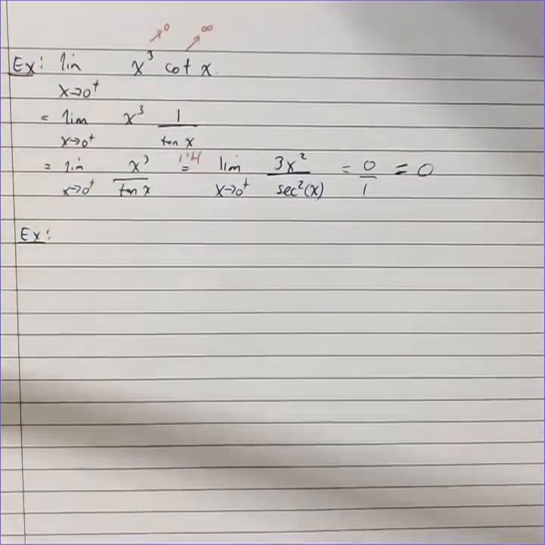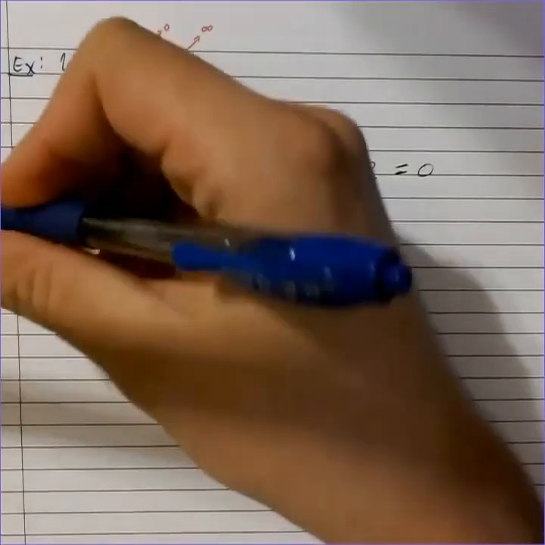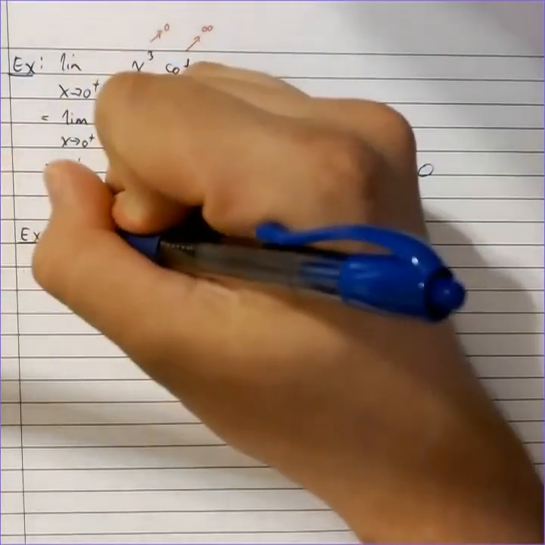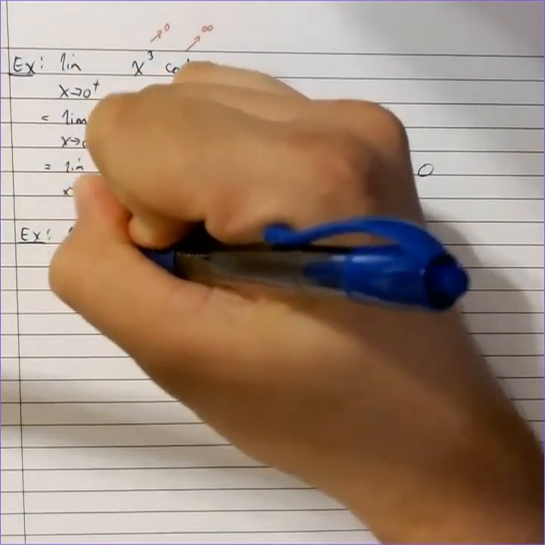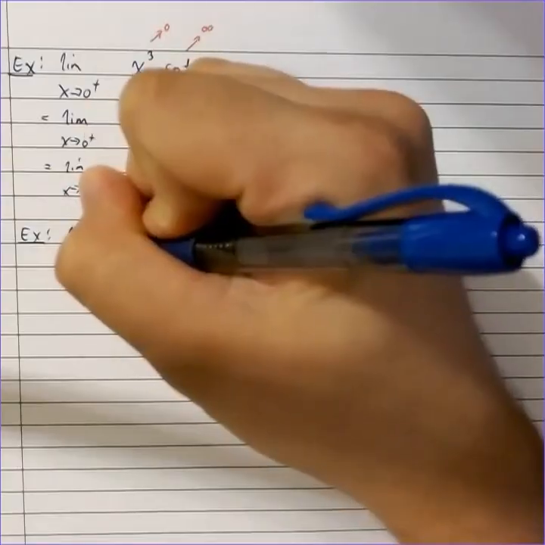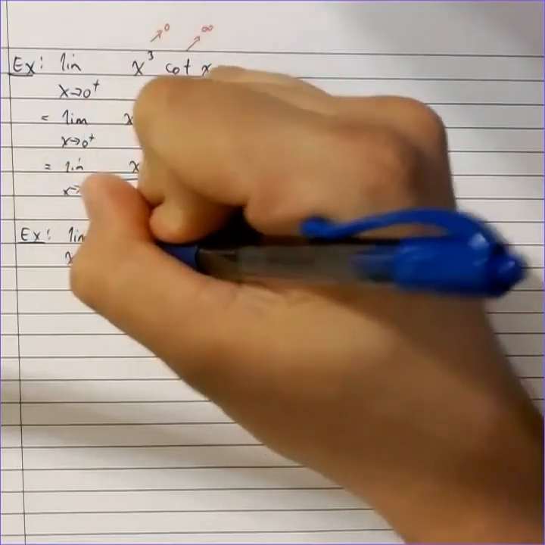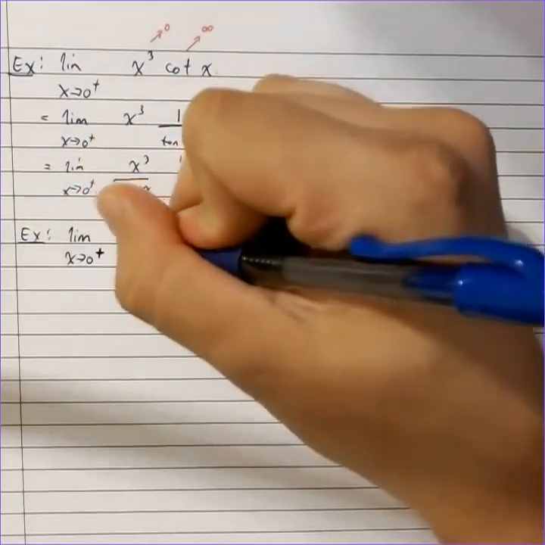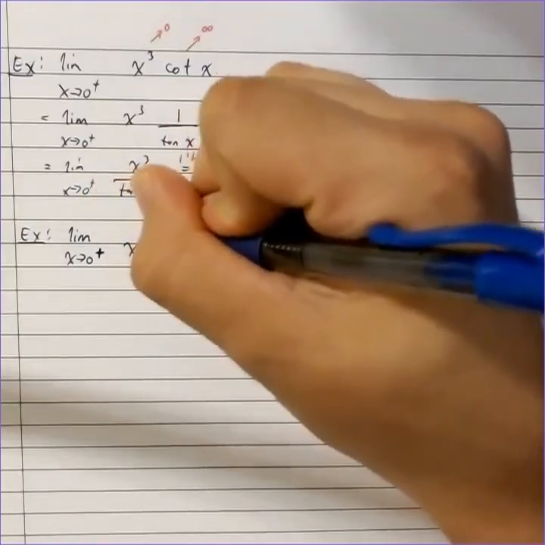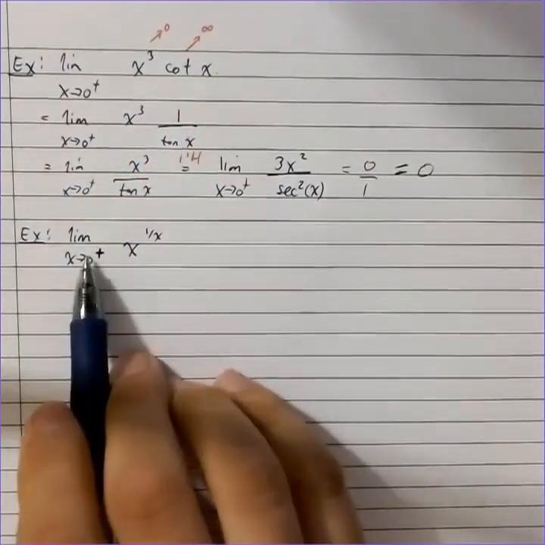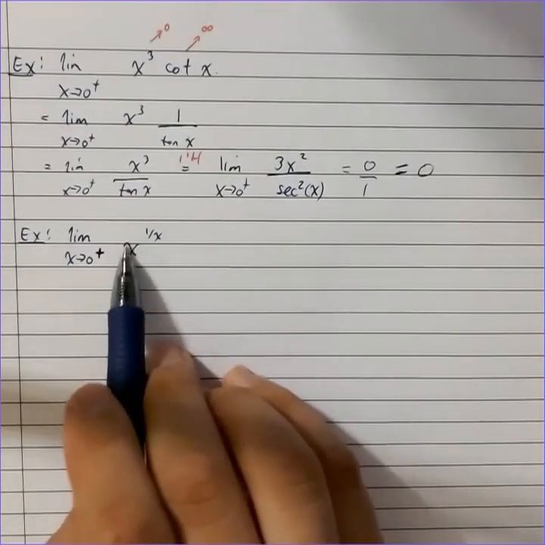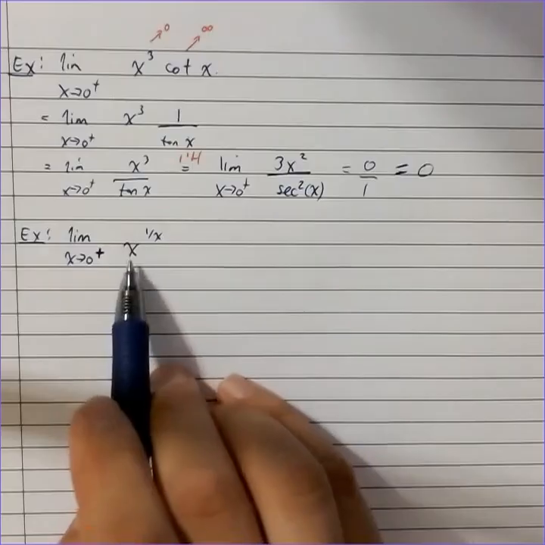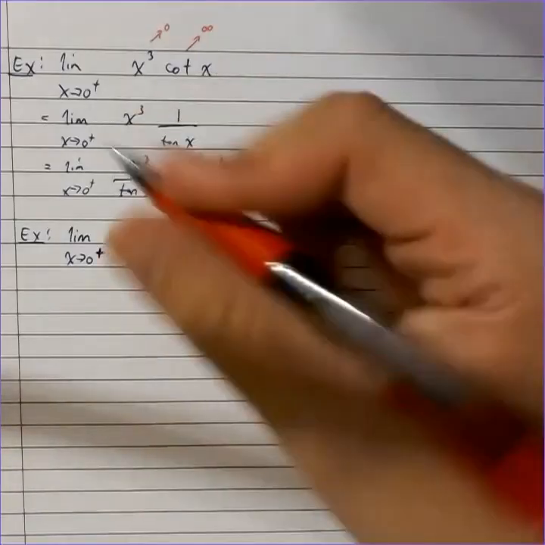A little bit different from this one. It'll still be indeterminate, but not quite the same way. Let's say we're going to take the limit as x approaches 0 from the right of x to the power 1 over x. Notice, as x approaches 0, that's going to approach infinity. That's going to approach 0. So this is of the indeterminate form 0 to the infinity.